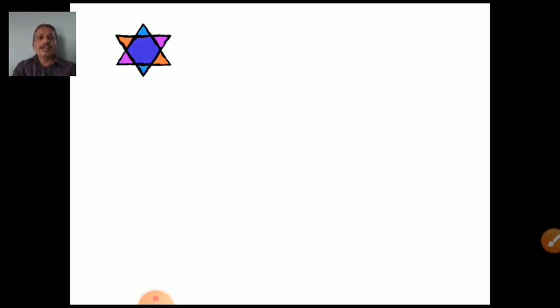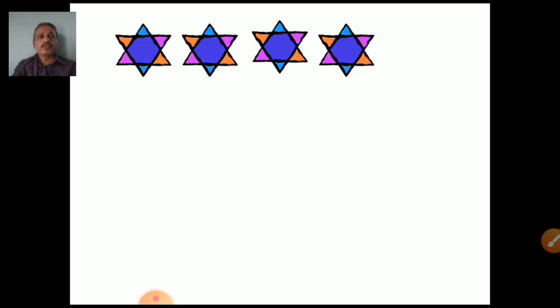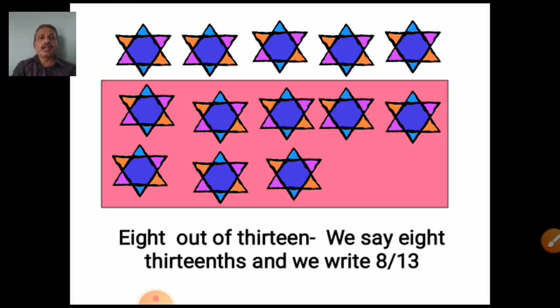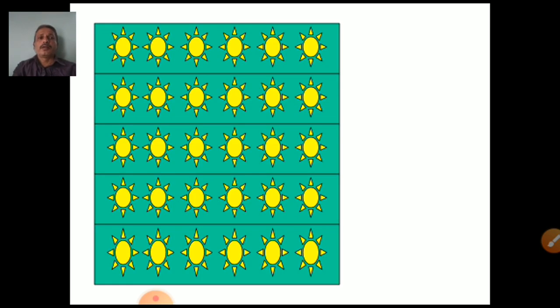Sorry. Here are your little stars. First of all, you count how many stars are there and how many are colored. Yes, there are 8 stars in the group that are colored and the remaining are not colored. So the selection is 8 upon 13. Now you have more idea.